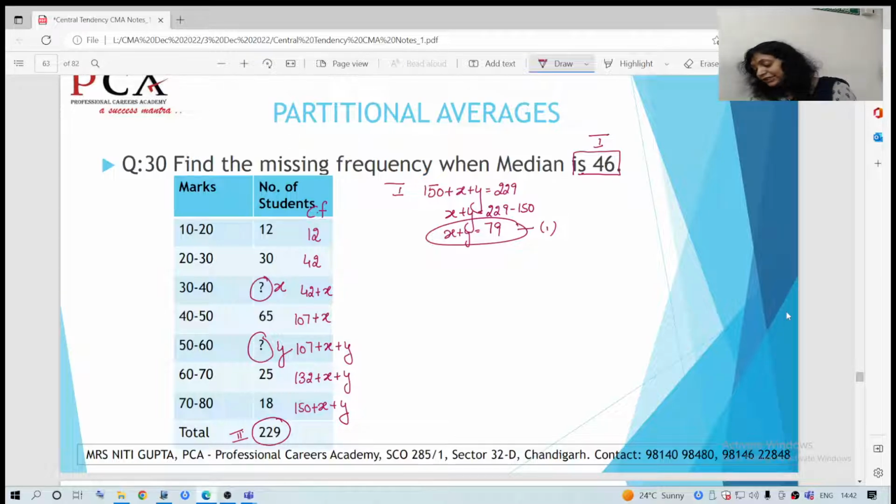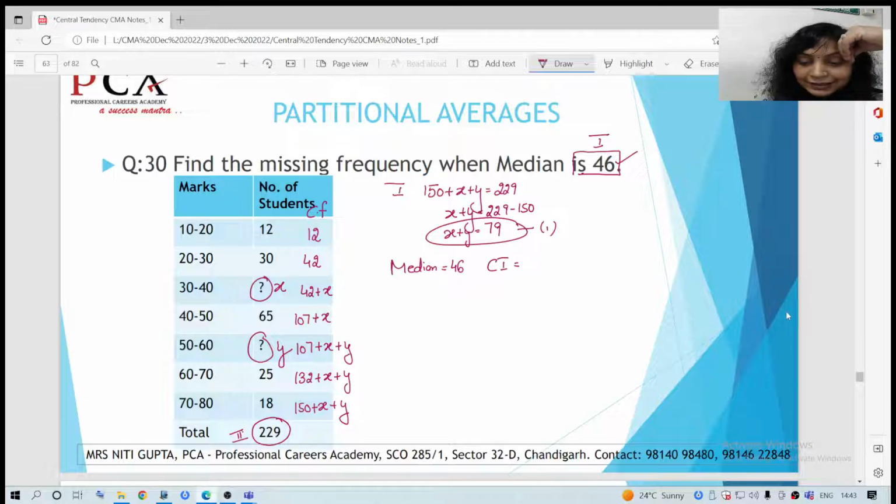Now the second equation I can formulate with the help of the formula of median. Median has been given as 46. The value of median will let you know the class interval. The class interval in which median lies, according to the value, is 40 to 50. The cumulative frequency of the previous class, that means 30 to 40, is 42 plus x. The frequency of median class 40 to 50 is 65, and the class interval of median class is 10. Simply put all these values into our formula.